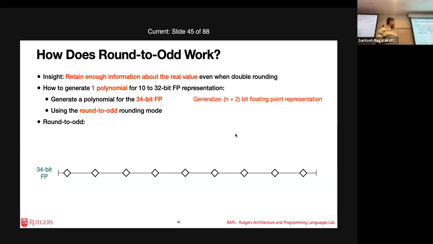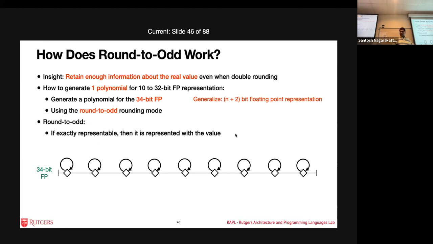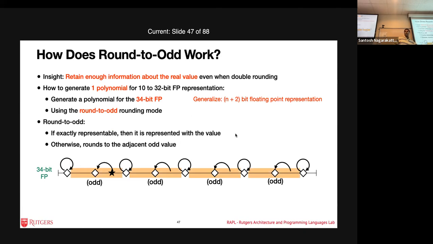Now I'll describe round to odd pictorially and then give the intuition. You have 34-bit FP values. With round to odd, if a value is exactly representable, it rounds to that value. Otherwise, it rounds to an adjacent value which is odd. Exactly, any exactly representable number in the representation rounds to that value; we don't change it. So if you just have integers and you get an 8, it rounds to 8. If you get 8.1, it rounds to 9.